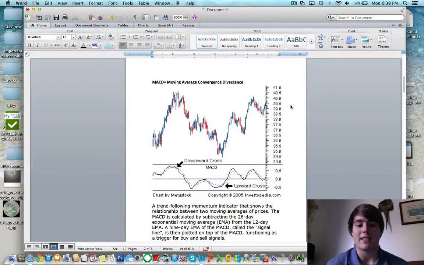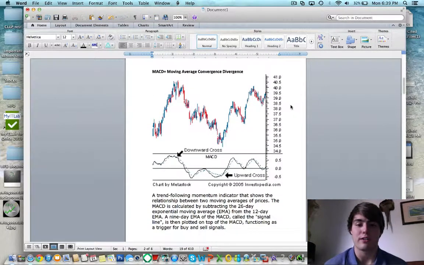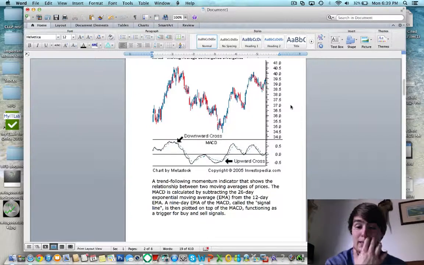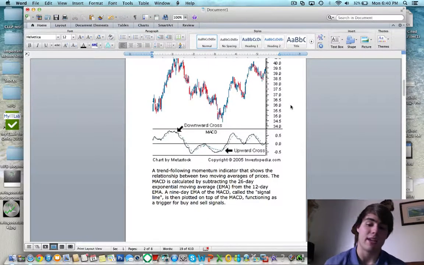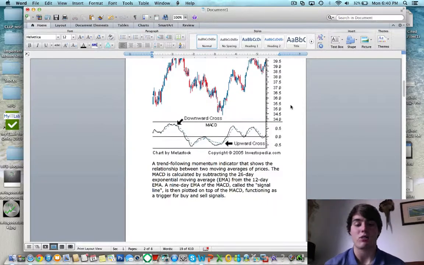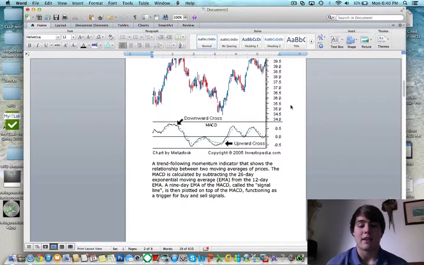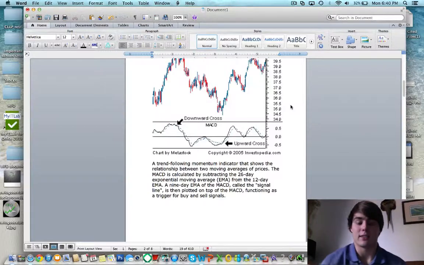Next is going to be the MACD, which is the moving average convergence divergence, and this is a really good one. We like to use this one. Just a brief overview: it is a trend following momentum indicator that shows the relationship between two moving averages of prices. The MACD is calculated by subtracting the 26-day exponential moving average from the 12-day EMA. A 9-day EMA of the MACD, called the signal line, is then plotted on top of the MACD, functioning as a trigger for buy and sell signals.